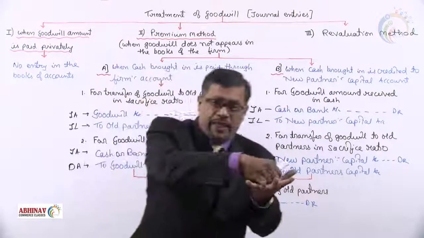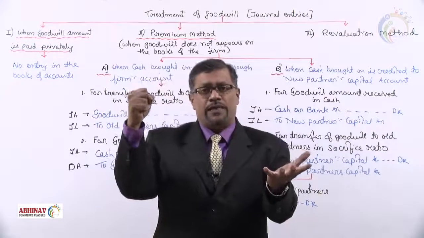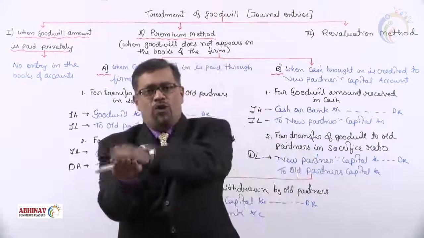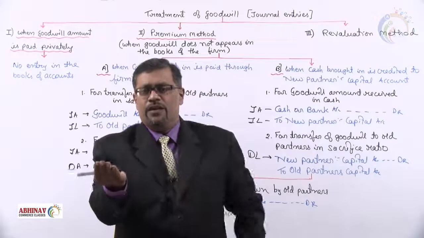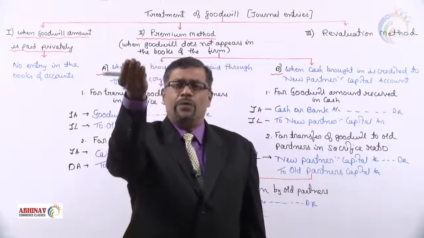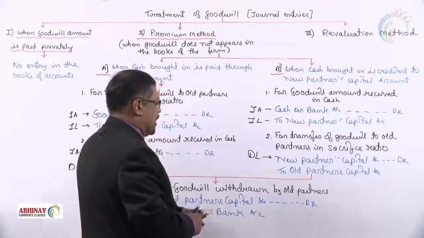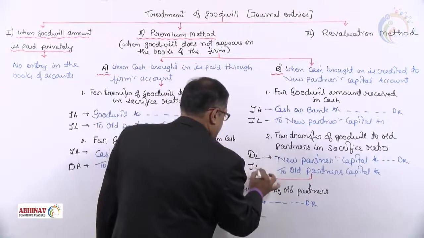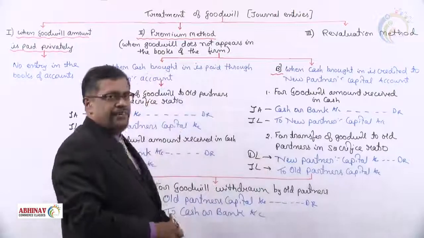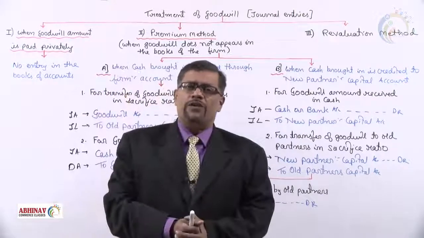And what do we do with that amount that we take out of goodwill from new partner's account? We transfer that to old partner's capital account. Old partner's capital account will increase. Increase in old partner's account is increase in liability. Increase in liability we credit. This is what one should remember.